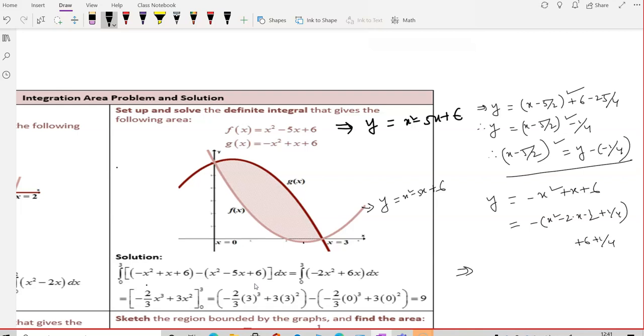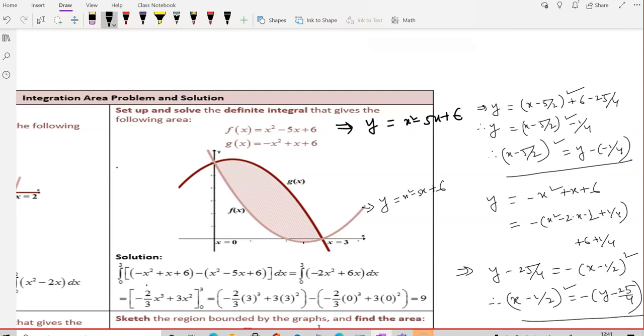So one can write y minus 25 by 4 equal to minus of x minus 1 by 2 whole square. So there will be x minus 1 by 2 whole square equal to minus of y minus 25 by 4. So the vertex is going to be half, 25 by 4, and the parabola opens downward because the coefficient of x square is negative. It's something like this. This is the vertex and the parabola goes downward.